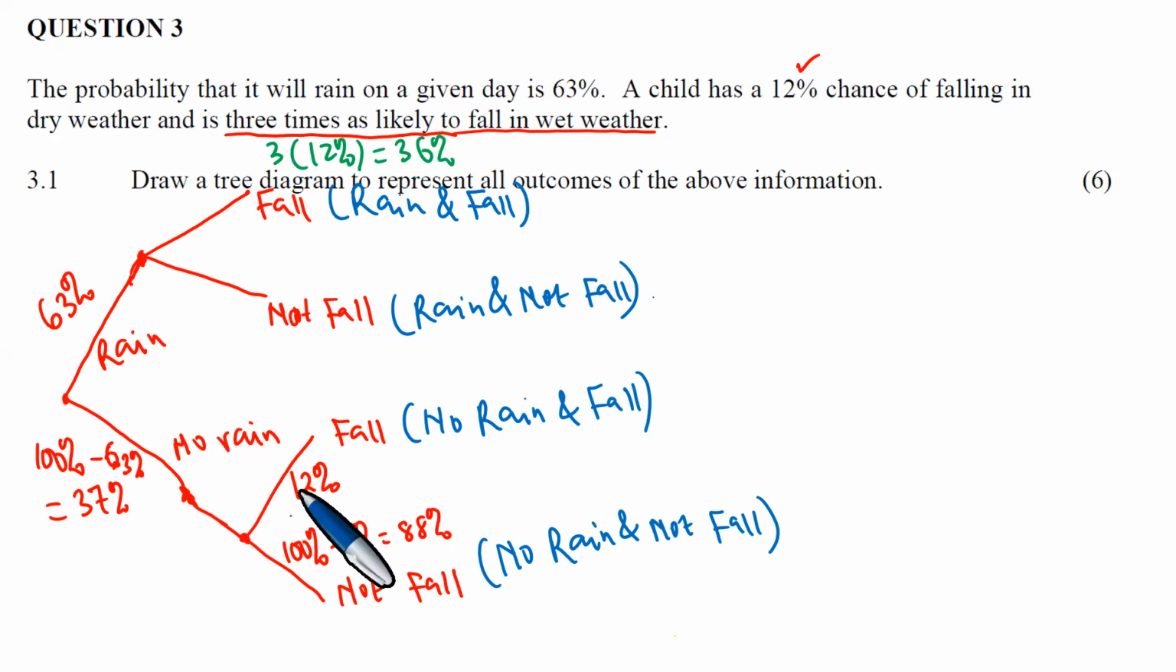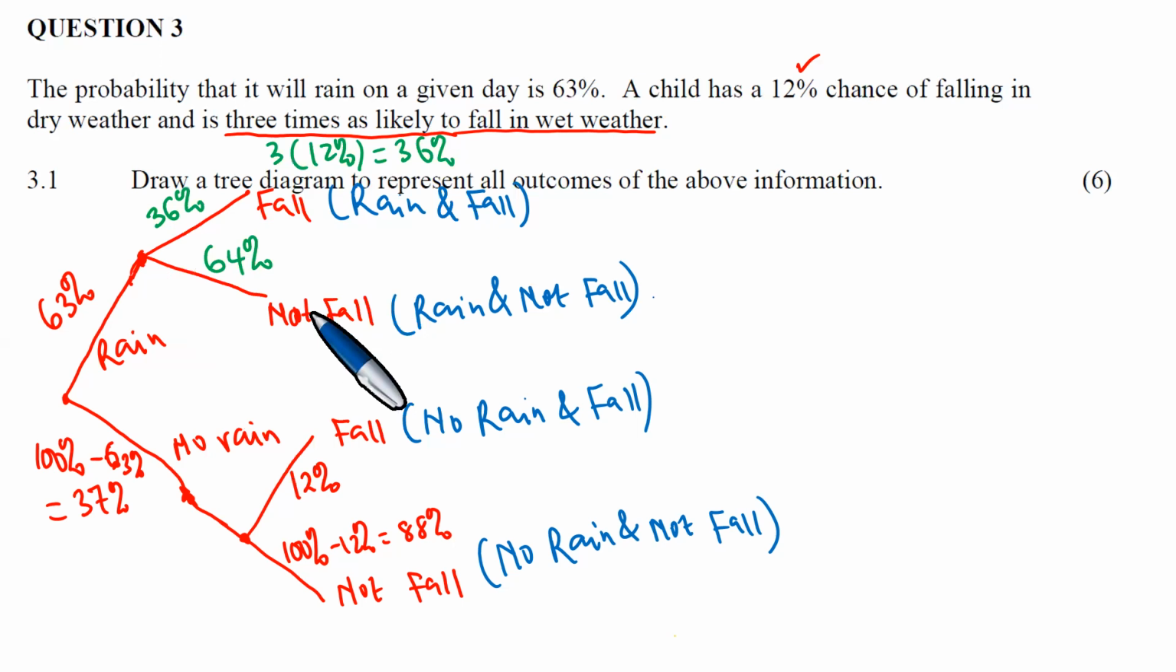Therefore the child will have a 36% chance of falling when it's raining, that is, in wet weather. But the chance of not falling is going to be 64%, the complement of that. Because when you add these two, you must get 100. 30 plus 60 is 90. 6 plus 4 is 10. It's 100%. So these are complementary events. Falling and not falling are complementary events.